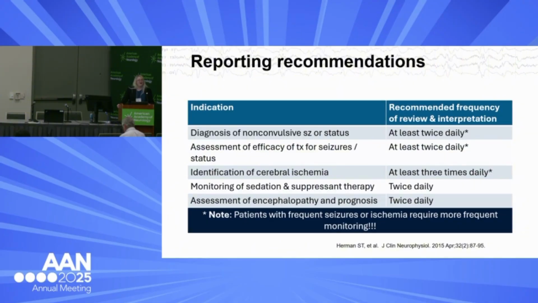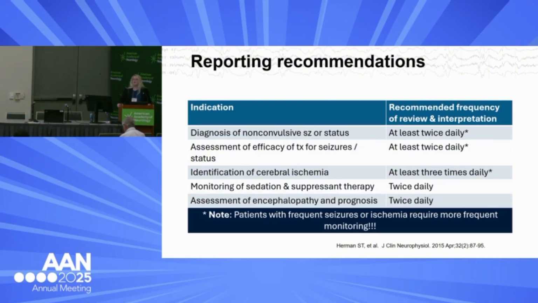And that's important because that's essentially our recommendation for all of the different indications for which we do ICU monitoring. The minimum at which we should be updating our ICU team is at least twice a day, whether that's for diagnosing seizures or status, assessing efficacy of treatment, monitoring sedation or burst suppression, assessing encephalopathy, and if you're monitoring for cerebral ischemia, the current recommendation is to monitor and report at least 3 times daily. Having said that, twice daily is the baseline at which we should do this.